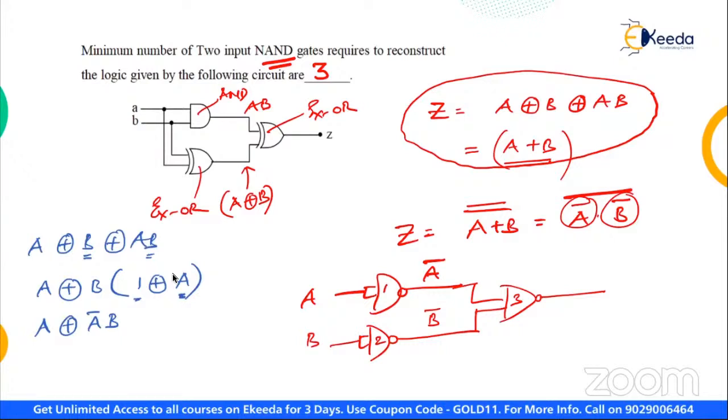Treat this one as A XOR B. How do you basically write A XOR B? Very simple: A bar B plus A B bar. So A bar B, if I write A bar and B, is what? It is A bar B. Okay. Plus A B bar.